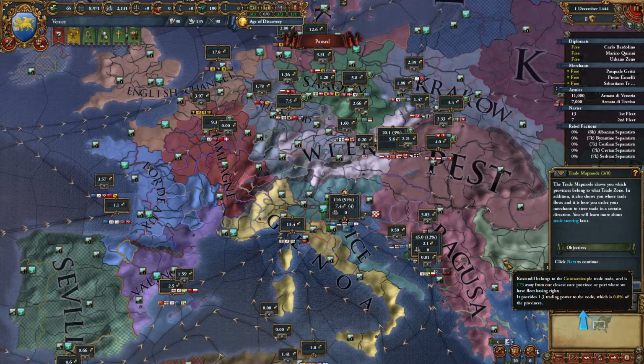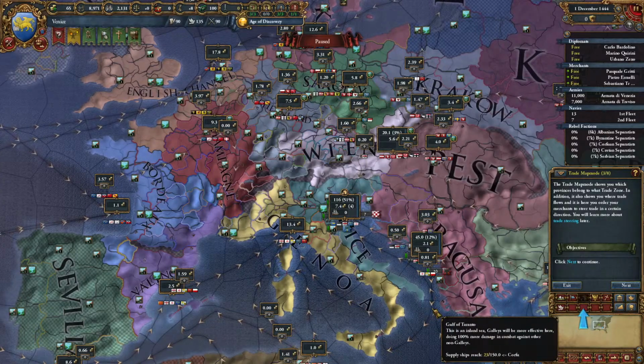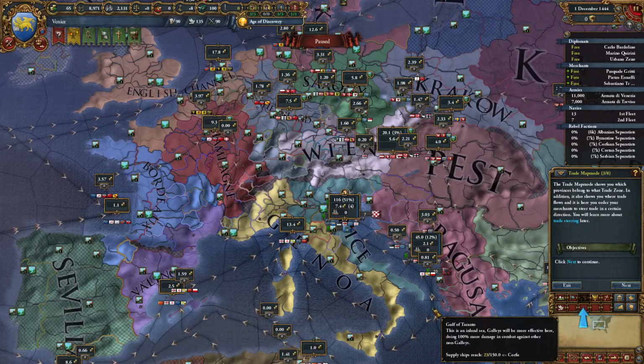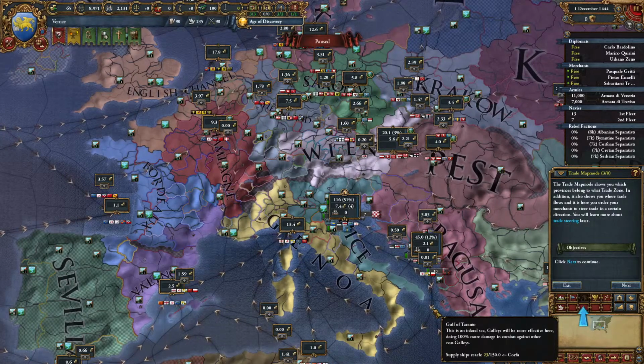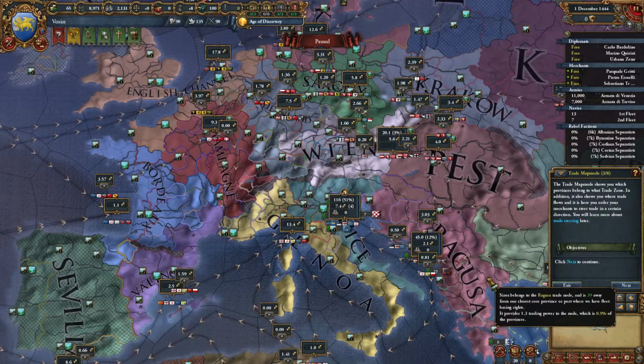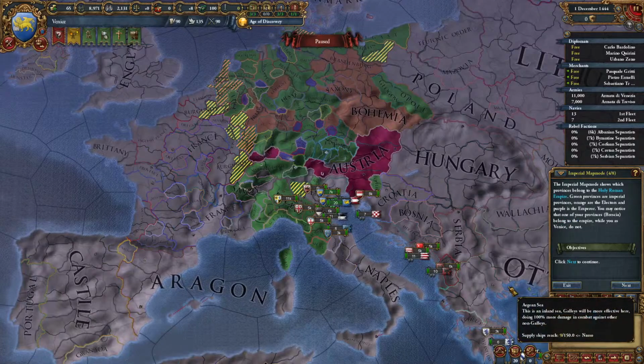The trade map mode shows which provinces belong to what trade zone. In addition, it also shows you where trade flows, and it's here you order your merchants to steer trade in a certain direction. You will learn more about that later on, basically. The Imperial map mode shows which provinces belong to the Holy Roman Empire. Green provinces are Imperial provinces, orange are electors, and purple is the Emperor.